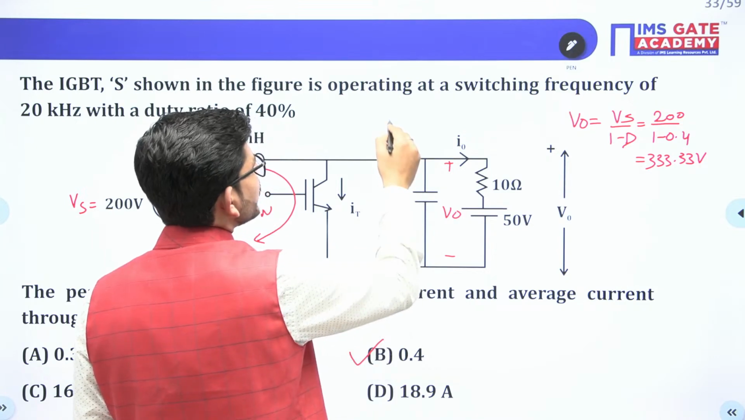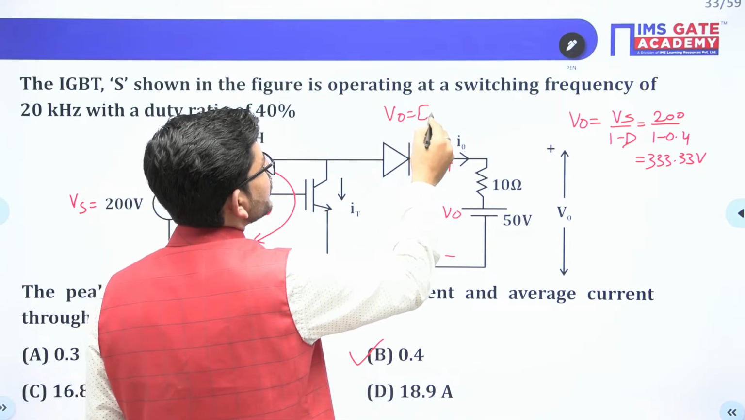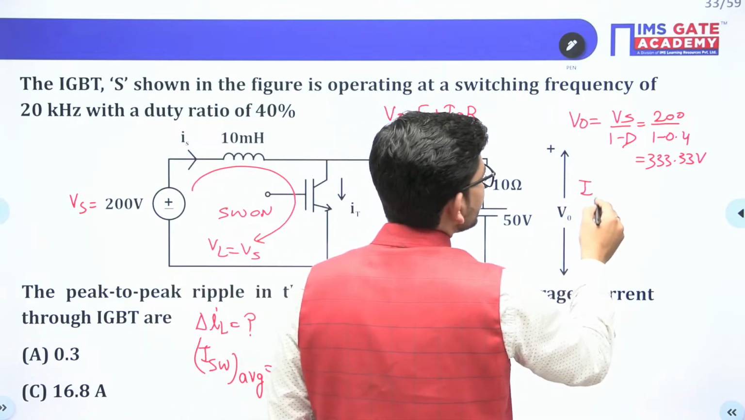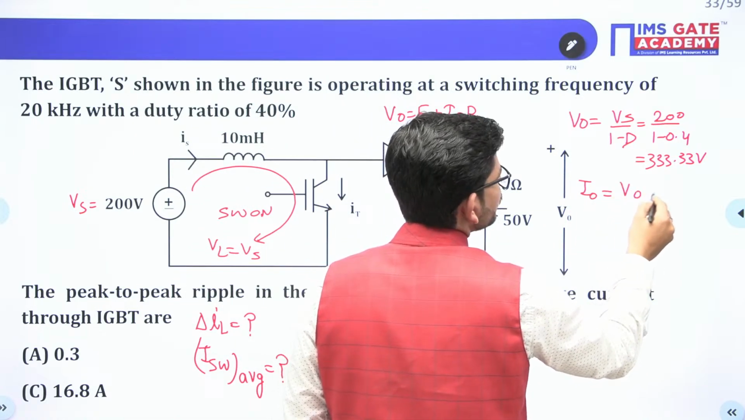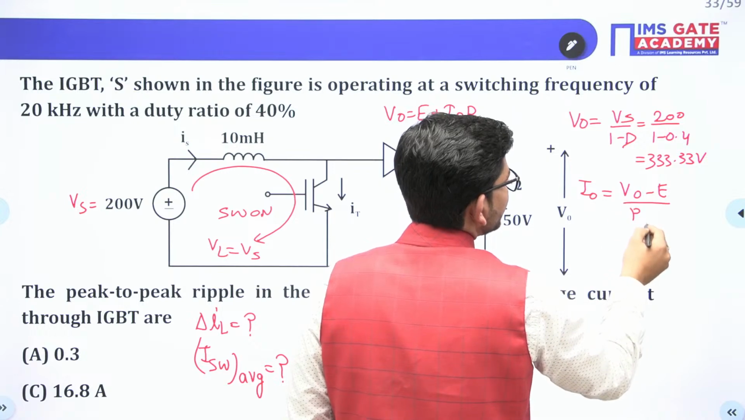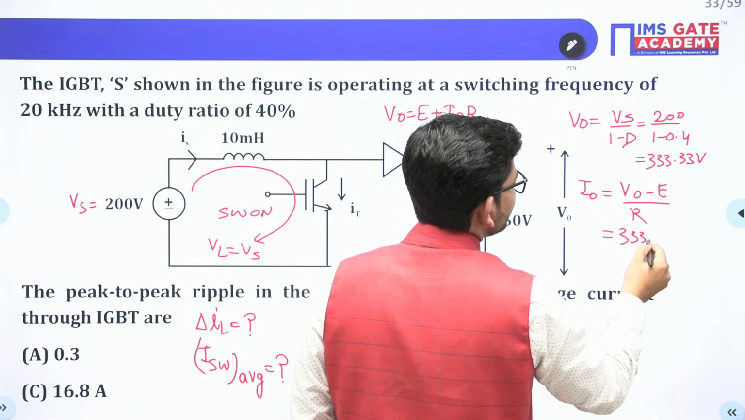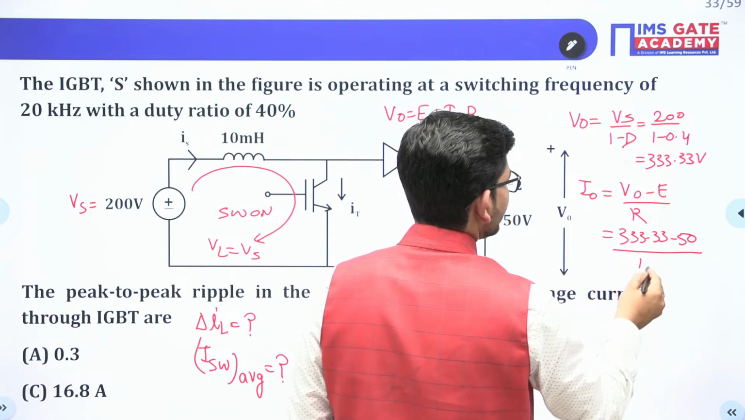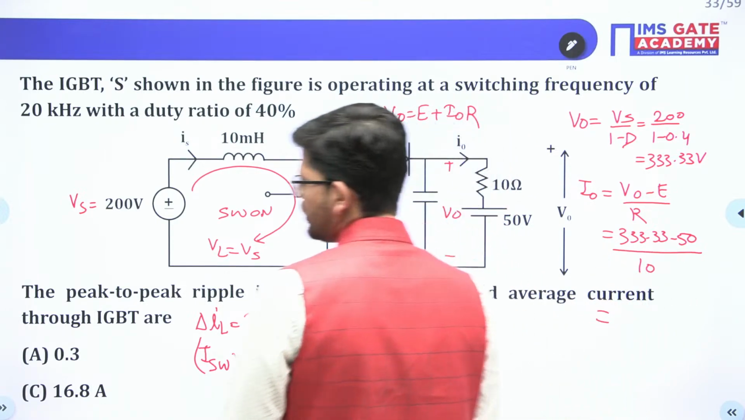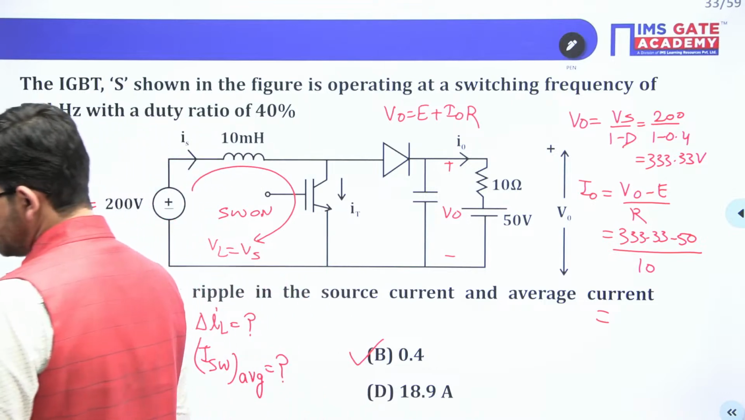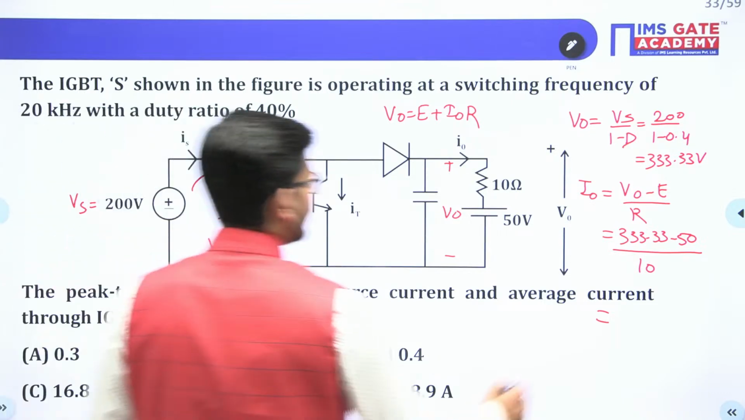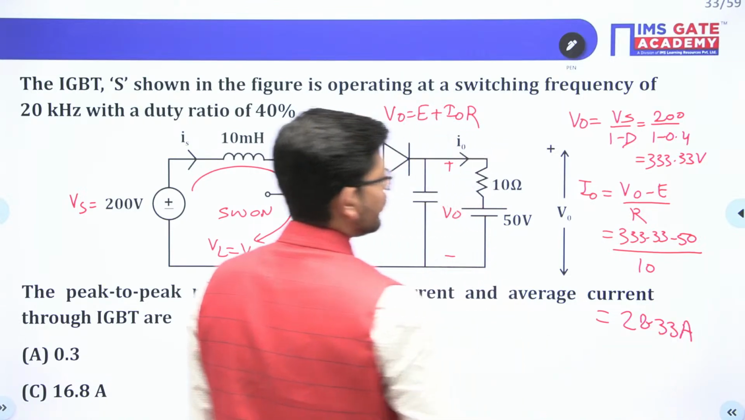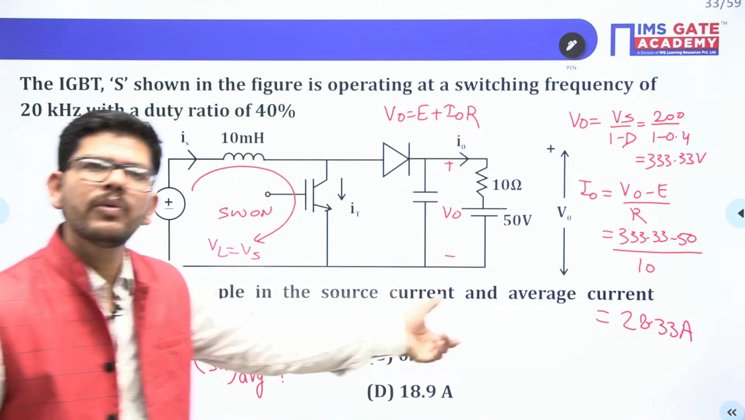Now for the load side, if this is our V naught, the load side KVL will be V naught equals E plus I naught R. So from here you can calculate I naught, which will be equal to V naught minus E by R, that is 333.33 minus 50 divided by 10. So from here you will get the value of I naught to be equal to 28.33. So that will be the I naught value. So this is how you can calculate I naught here.